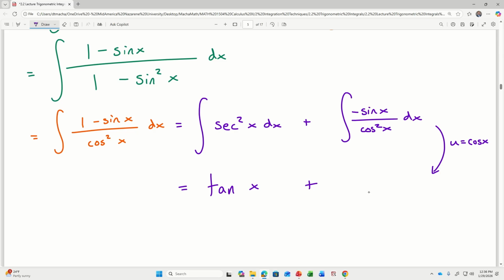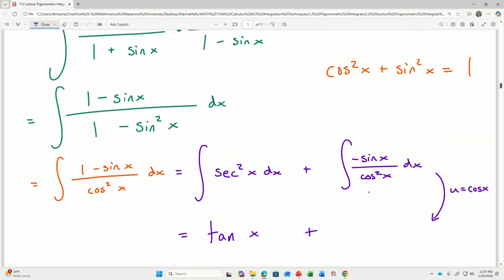And that way the derivative of u with respect to x is negative sine, and I see a negative sign up there in the numerator, so that's perfect. The antiderivative after substitution will be 1 over u squared. You take the antiderivative, that becomes negative 1 over u, and then you end up with some expression. I won't spoil the ending for you. You can figure that one out.